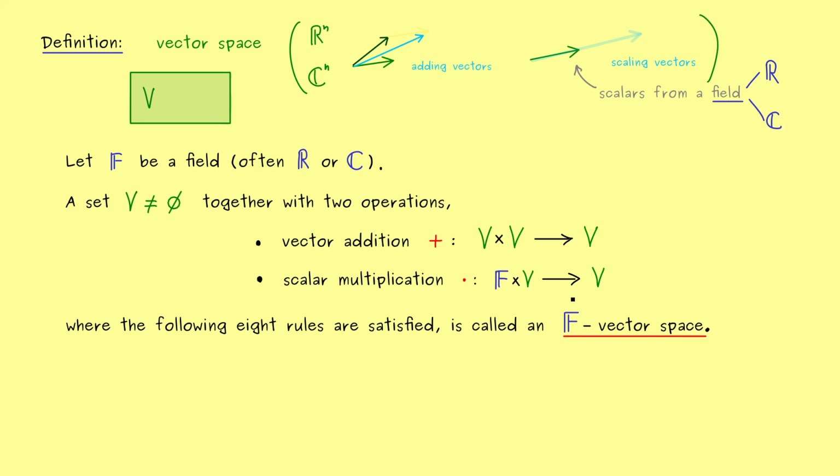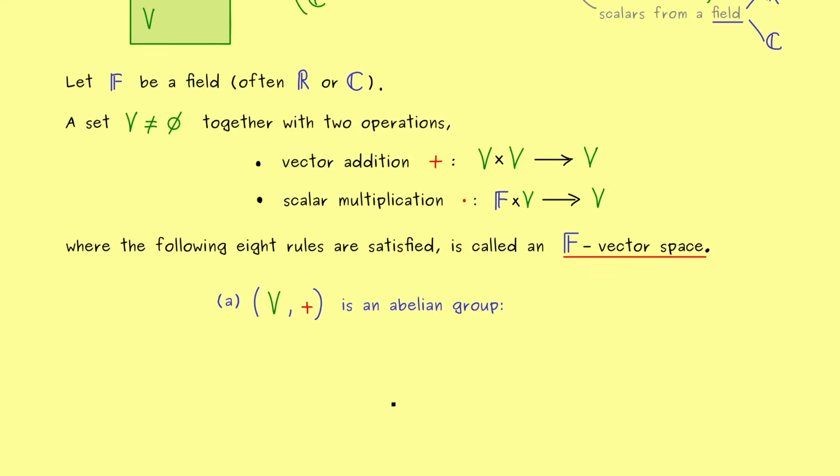So for example, if the corresponding field is given by the real numbers, you would say we have a real vector space. And as I said before, at least in this course, real and complex vector spaces are the most important ones. Okay, but now, as you might expect, it's the time to list the 8 rules we need. Indeed, the first 4 we can already put together by just saying that V together with the vector addition is a so-called abelian group. This means we have the 3 group axioms, and in addition the operation is also commutative.